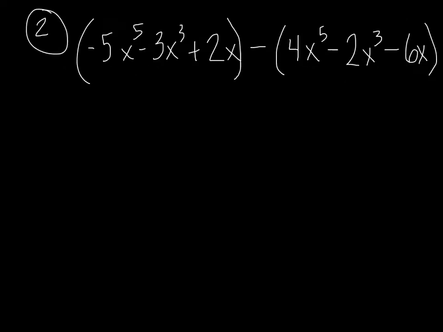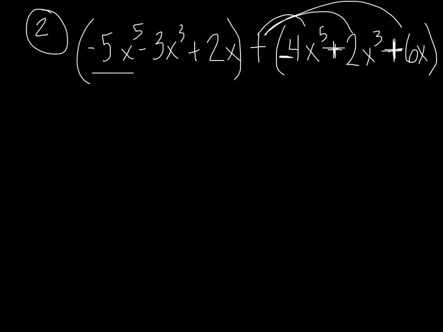On number 2, when you have negative 5x to the fifth minus 3x to the third plus 2x minus all that stuff in the other parentheses, instead of trying to subtract these, I'm actually going to distribute that negative. So this negative sign is going to go to all of these terms. That's going to make this positive 4 a negative 4. This negative changes to a positive. This negative changes to a positive. And then now it's adding. So if you distribute that negative sign, it changes all the signs, but now it's just combining like terms.